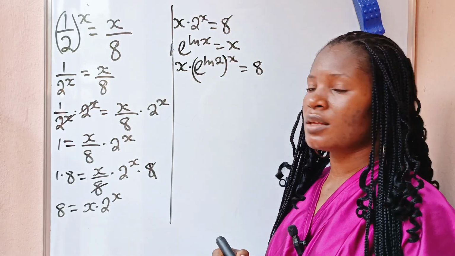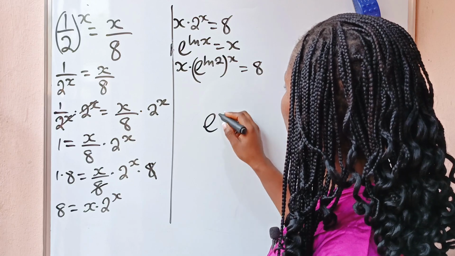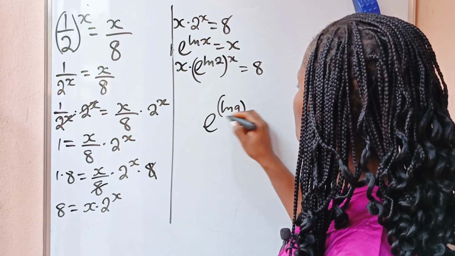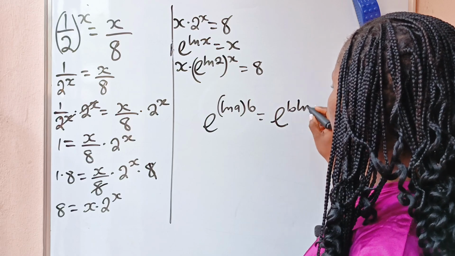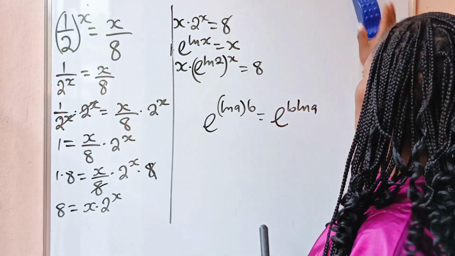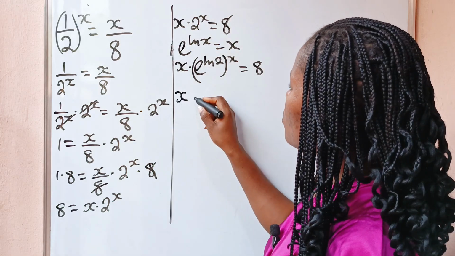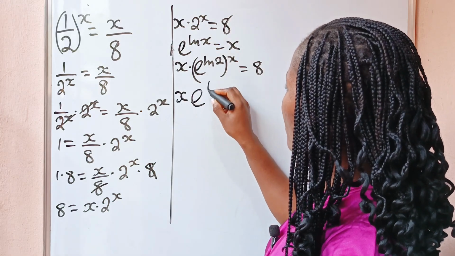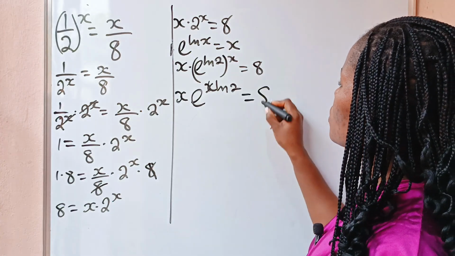I've not changed anything. Now if I open this bracket, note that e to the power of ln a multiplied by b is equal to e to the power of b ln a. All right, okay, so that simply means that we can write this as x e to the power of x ln 2, all right, is equal to 8.